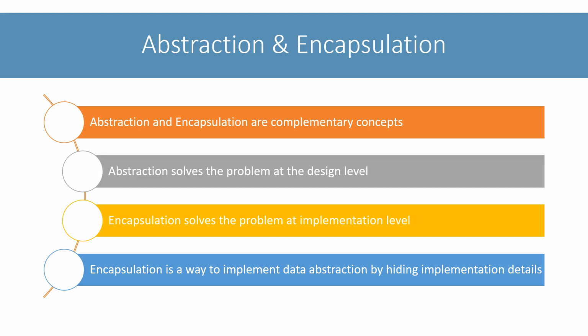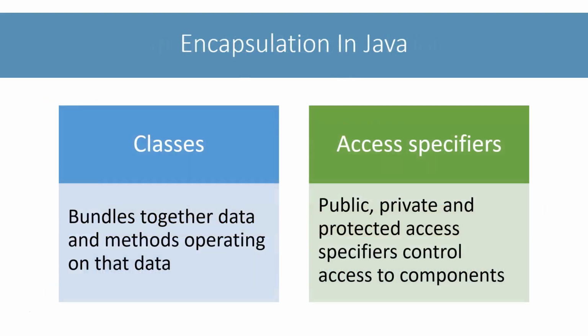Encapsulation hides the details of the implementation of an object. Java supports data encapsulation through classes and access specifiers: public, private, and protected. We will look into this a little bit later in this course.